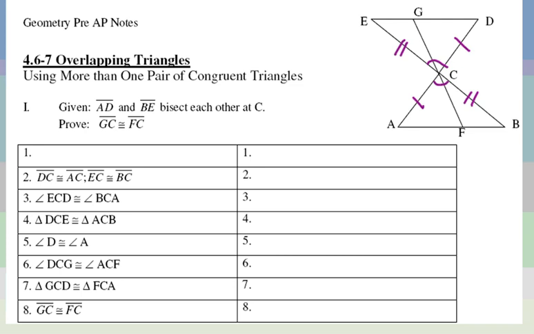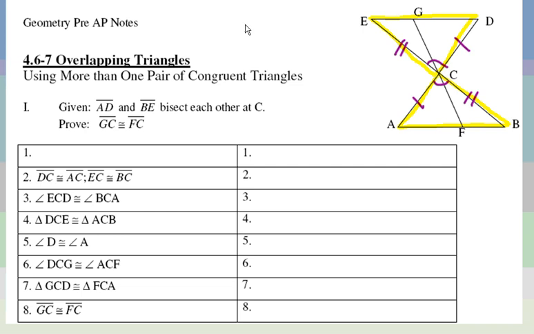So I have enough information to prove that this triangle right here is congruent to this triangle right here. Unfortunately for me, what I need to prove is that GC is congruent to FC, and those guys are in the middle of those triangles. So proving those two triangles congruent doesn't give me those segments, but it does give me parts of those triangles which can be used to prove those segments congruent. So let's go ahead and do that.